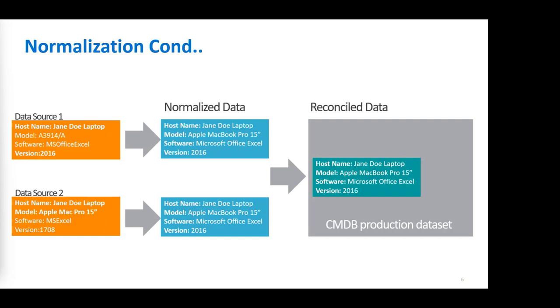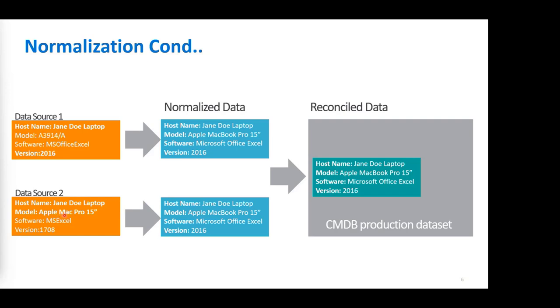Yeah, so as we discussed, a simple example, our data source one. Don't take the fields literally. It's just a theoretical example where, let's say, there is one data source providing us a CI with the host name as Jane Doe laptop, model as something. A software is identified as MS Office Excel and the version is 2016. And another source is identifying the same CI with the model as Apple Mac Pro 15 inch, maybe.